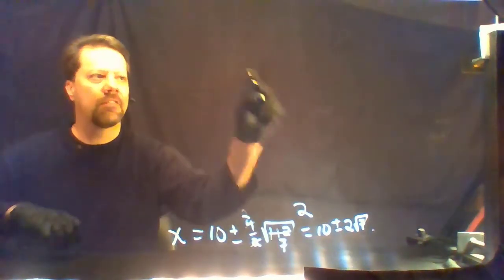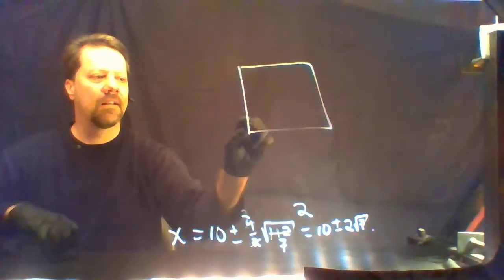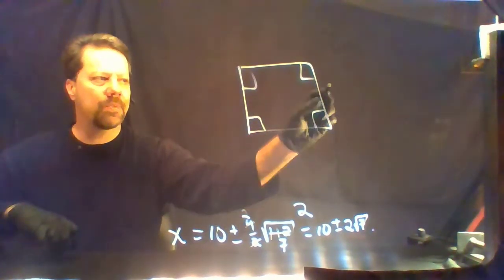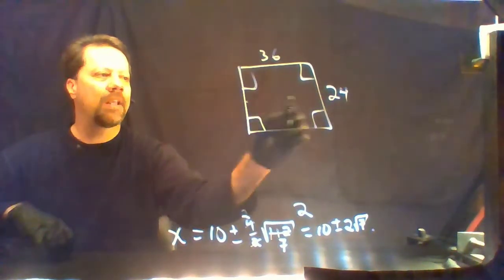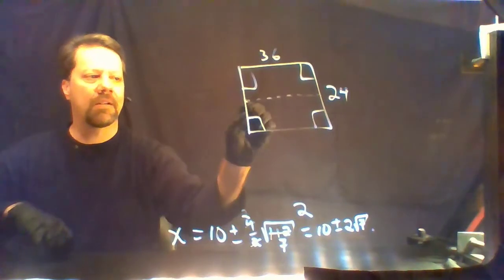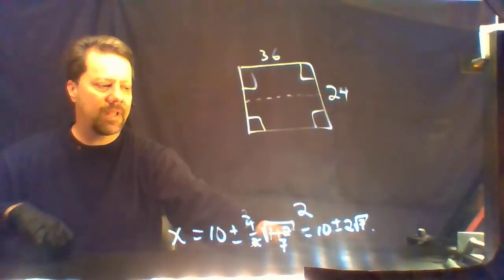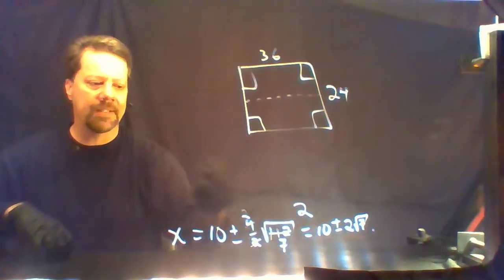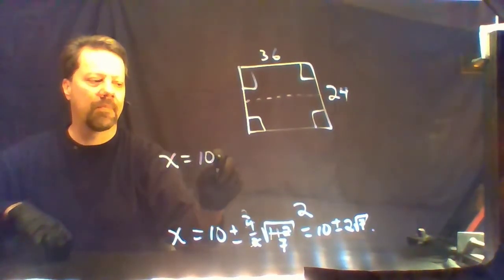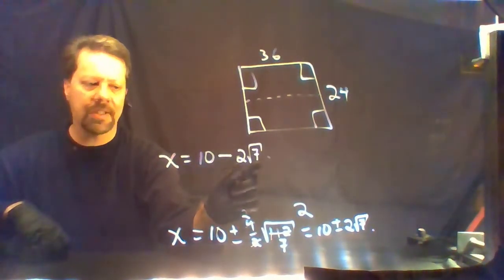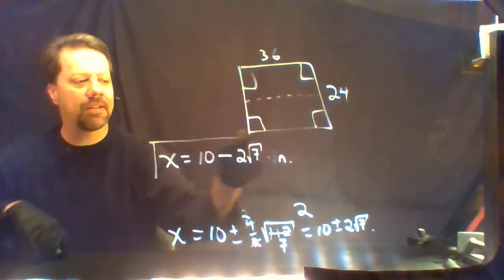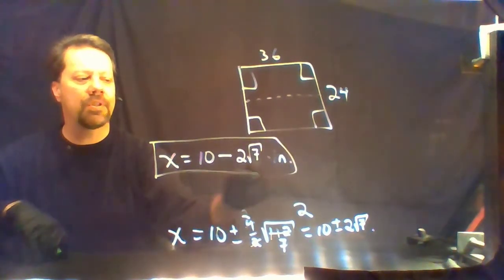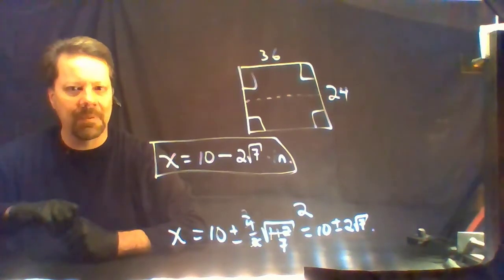But wait a minute. Remember, if you're cutting, x is the amount that we're cutting out of the corners. This was 24 by 36, as you might recall. You can't cut more than half the way across, and half the way across would be 12 inches. So it can't be plus. It must be minus. You can't be subtracting more than 6, so this will be positive. And so this will tell you how much to cut the corners in order to achieve a box having maximum volume.